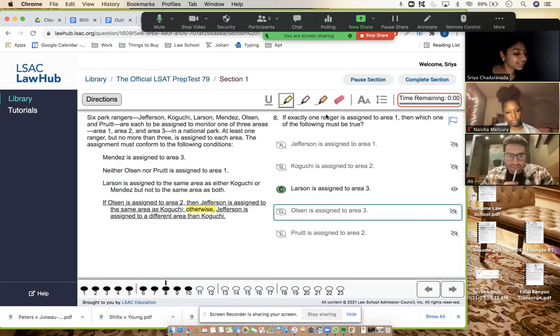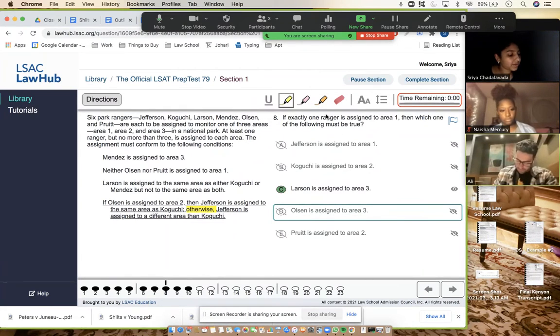Okay. So if exactly one ranger is in 1, we know that of the other ones, one is going to have 2 and one is going to have 3, right? Right. Okay, and we know M has to take up one of the spaces in 3. And so if we put O in 2, what happens?